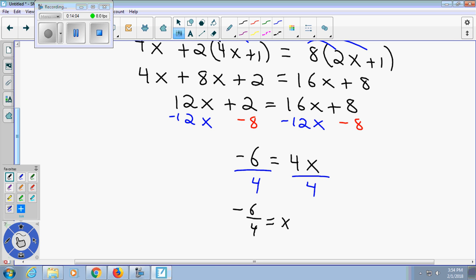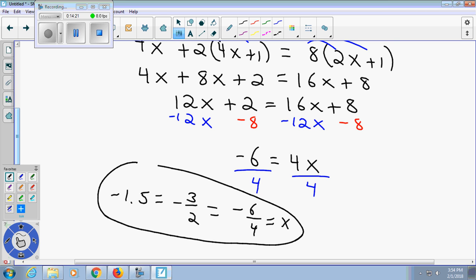You could simplify this if you want to. I know there's a factor of 2 in both of those terms, so that's negative 3 over positive 2. Or if you wanted to do negative 1.5 as a decimal, that's completely okay. You can use a mixed number as well. That's completely acceptable, but all of these are fine. So x, I'll say, is equal to negative 3 halves, and that's the answer to this equation.